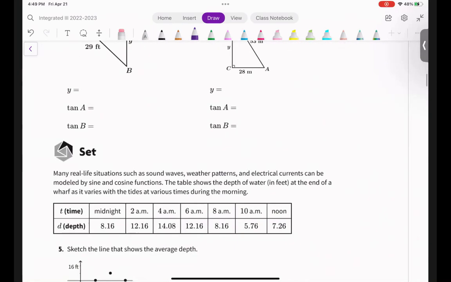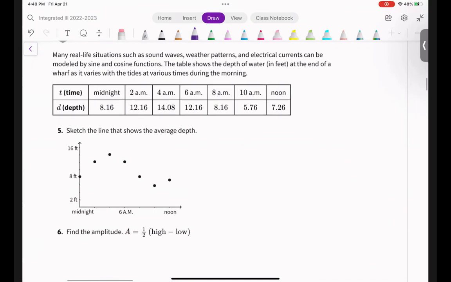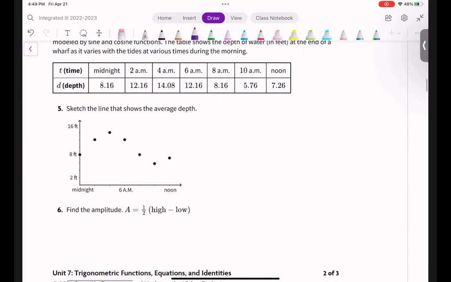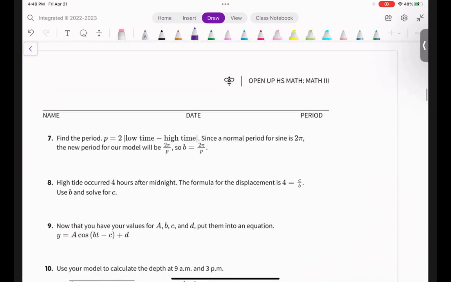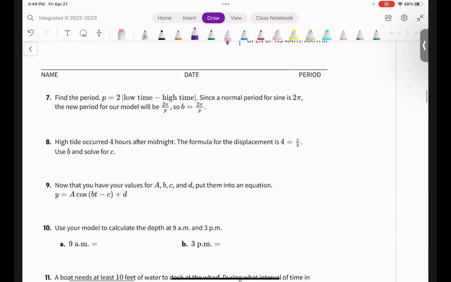And so now if you look at our homework set, you should be able to answer all these questions. Find the amplitude, right? Are you going to be able to find all of these things?